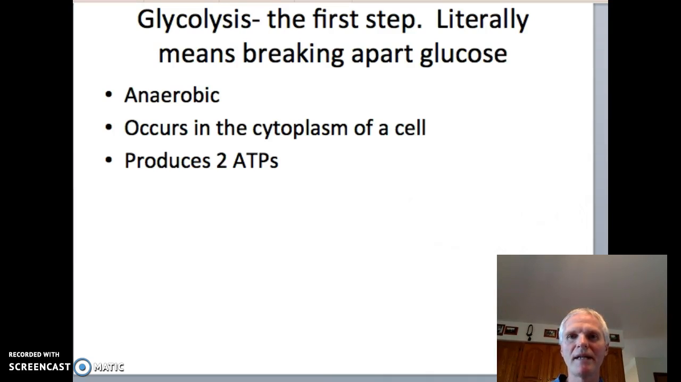Okay, the first step to breaking down glucose for energy is called glycolysis. Glycolysis literally means glucose splitting, and it basically splits right in half. Glycolysis is anaerobic, which means, again, it does not take oxygen, and it occurs in the cytoplasm of your cells, and it only produces 2 ATPs. As we'll find out at the end, we will get much more ATPs than 2. So glycolysis is just the very, very first step. And the next slide will show you the subsequent steps of cellular respiration.